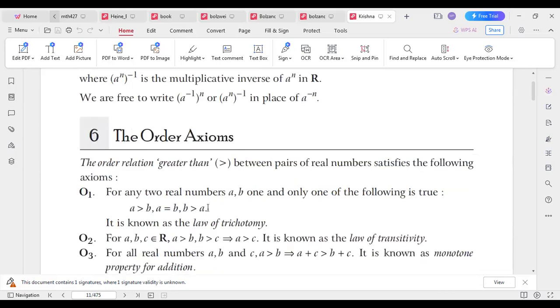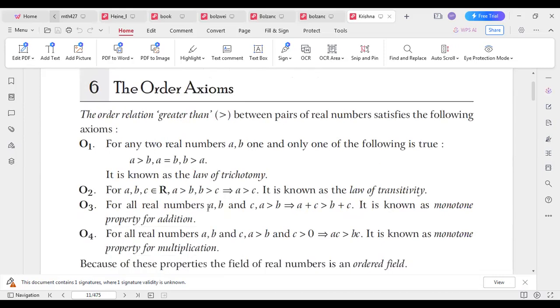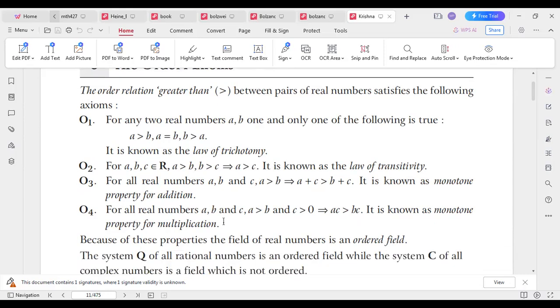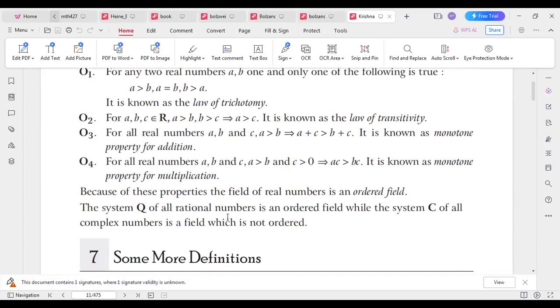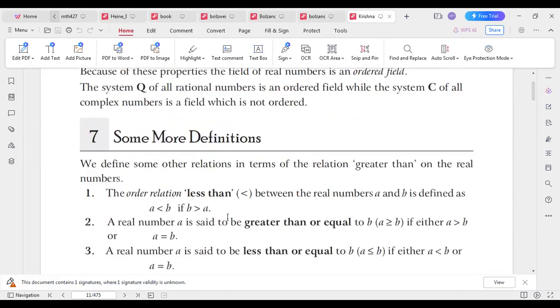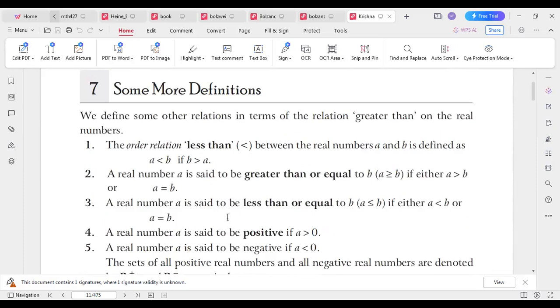So now we also discuss the order axioms. This is the order for any two real numbers. It is known as the law of trichotomy, and laws for addition and laws for multiplication also exist in an ordered field. This is actually some more definitions of an ordered field.